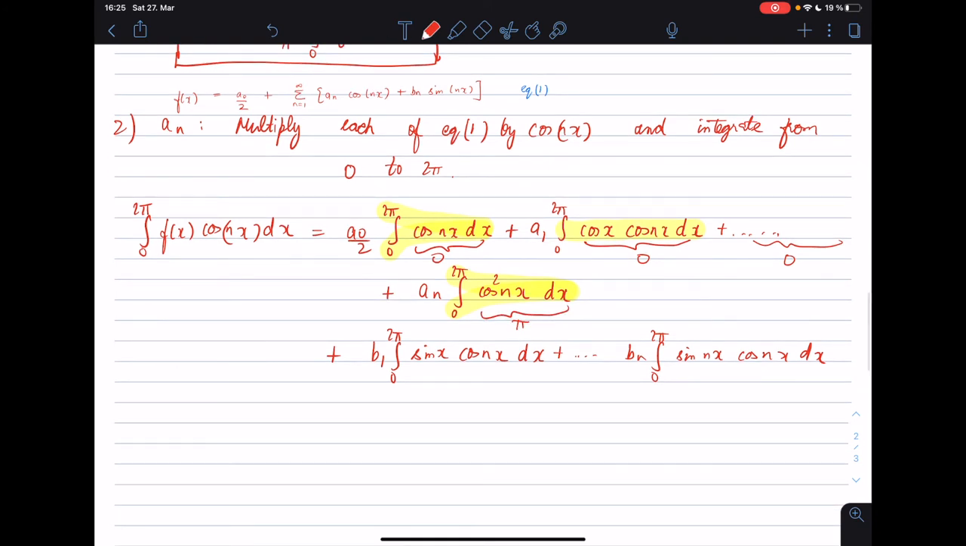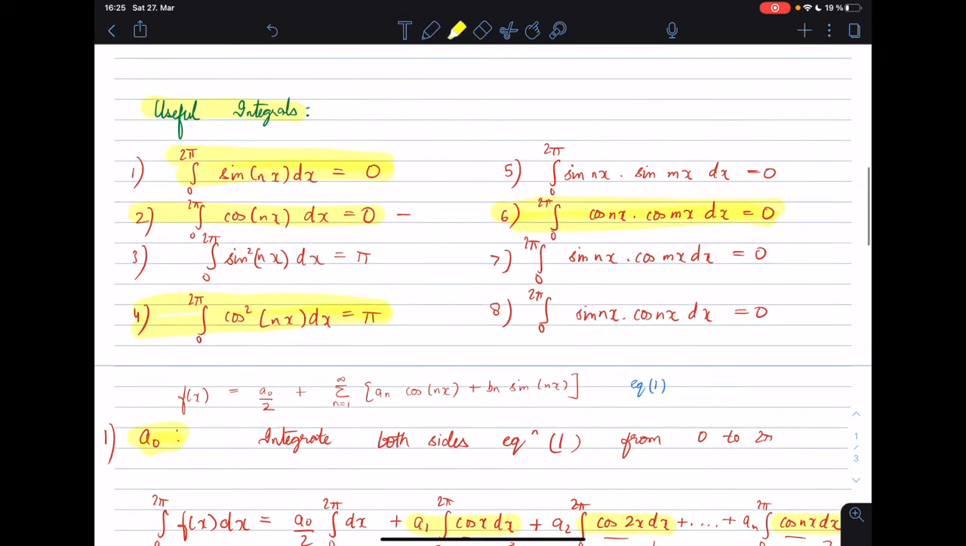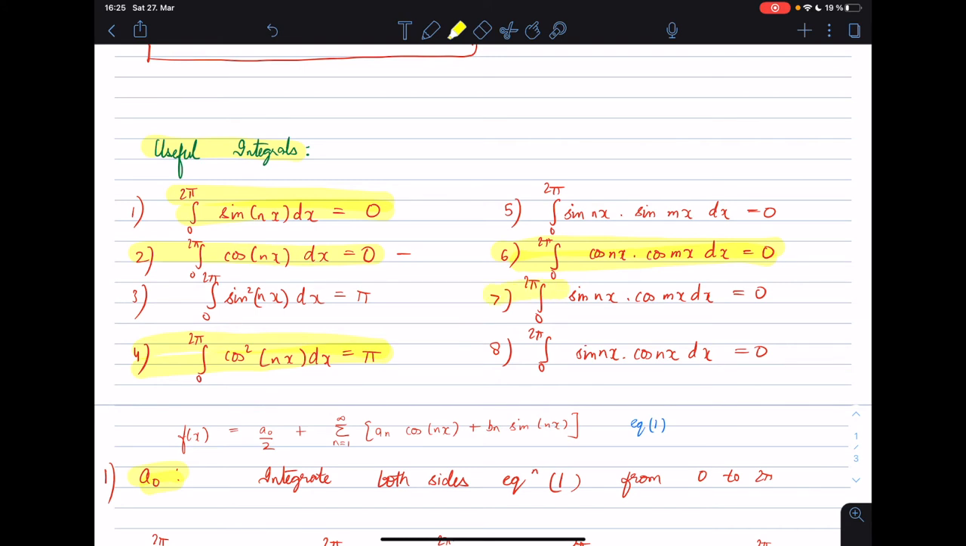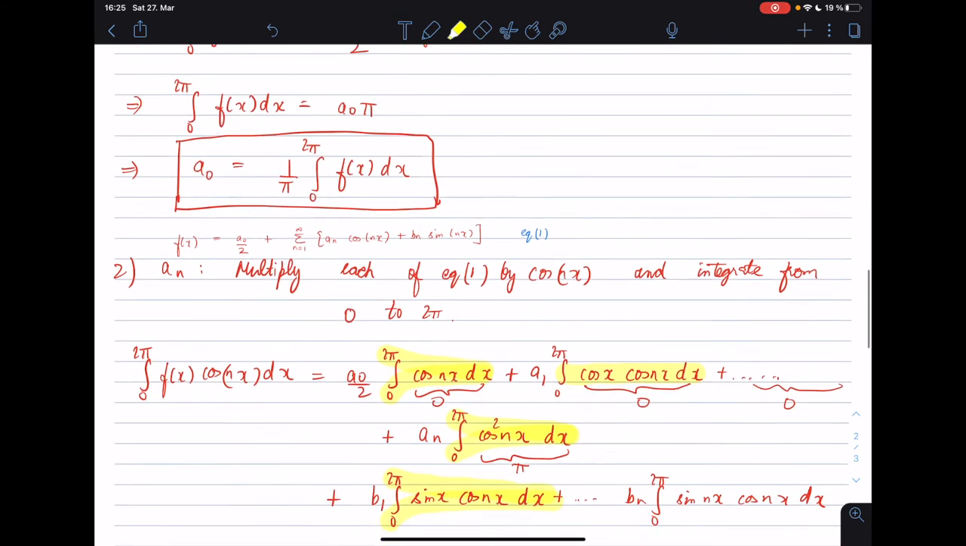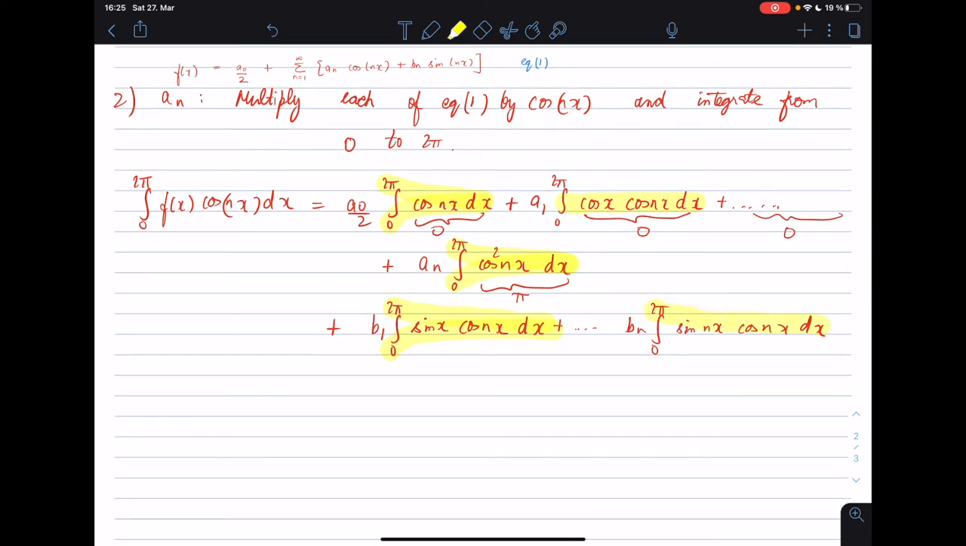And then similarly, if you look at these integrals over here, that is sine x multiplied by cos nx integrated over 0 to 2 pi and so on, then you will notice that if we refer to our useful integral formula number 7, then this integral is actually 0. So whenever you are multiplying sine nx with cos mx, then you are getting 0. And similarly, whenever you have sine nx multiplied by cos nx, then also you have 0. So therefore, these last terms corresponding to the sinusoidal terms are all 0.